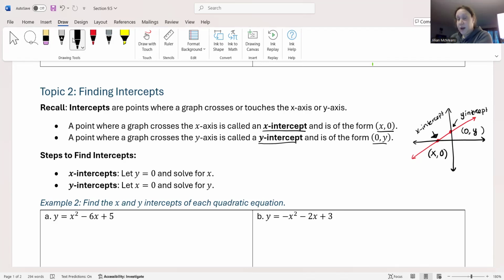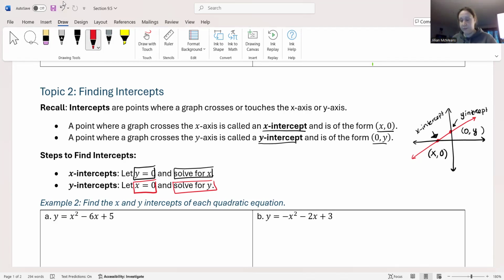When you're trying to find x-intercepts, we let y equal 0, and then we solve for x. When we're looking for y-intercepts, we let x equal 0 and then solve for y. Essentially, whichever intercept you're looking for, you let the opposite variable be 0 and then solve for the variable you were looking at to begin with.